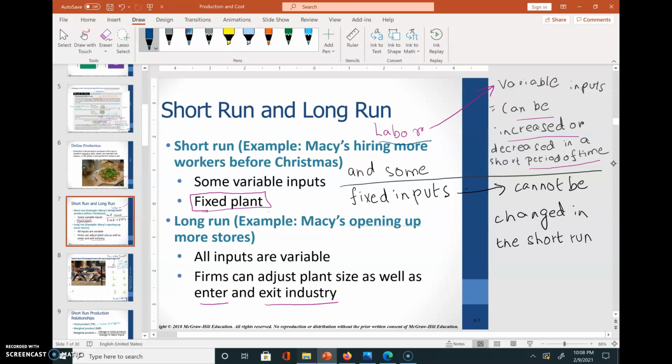Now we can look at the long run, and unlike the short run, all inputs are variable in the long run. The firms can adjust plant size and they can enter and exit the industry. So if Macy's plans to open up new stores in different locations, that's an example of the long run. That's a long run decision on the part of Macy's. Okay, that's the difference between the short run and the long run.